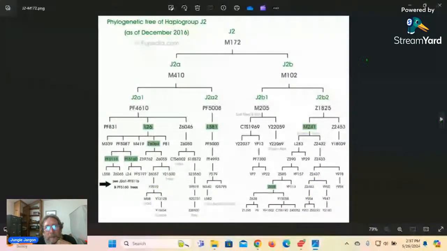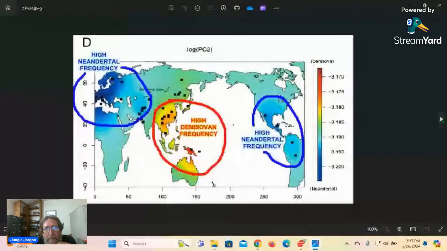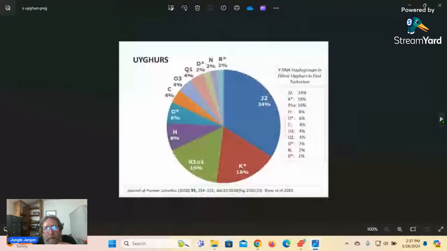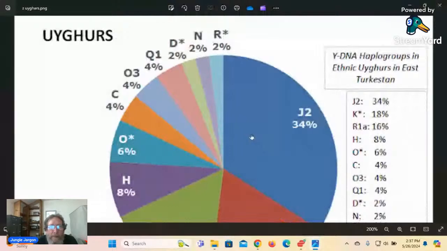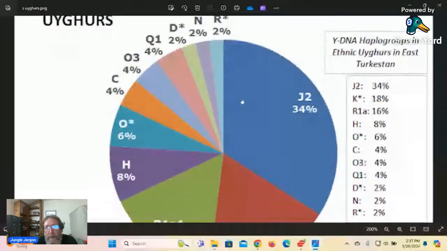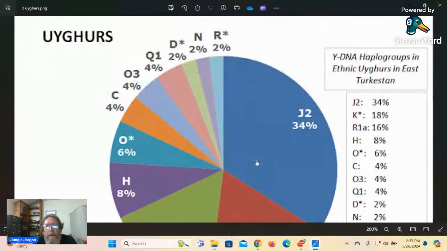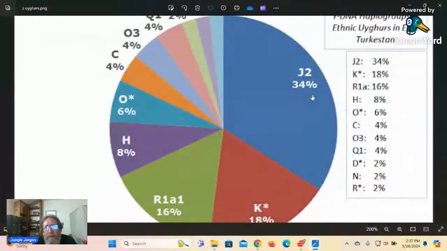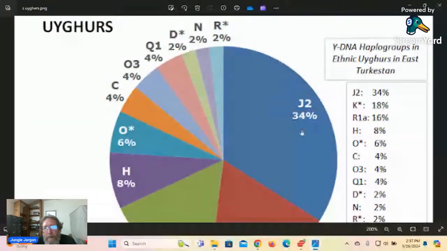It's 172. See, it has 172 split up between 410 and 102. But according to this other pie chart, if I ever get to it, there, I got the Uyghurs. Look at the Uyghur percentage. Now, if you know where the Uyghurs are located, this should be a surprise to you because this is in China. Well, it's a territory that China claimed as their own. And of course, we know how they've been being treated. But look at the percentage of Judaic here. The J2 being Judaic, of course.